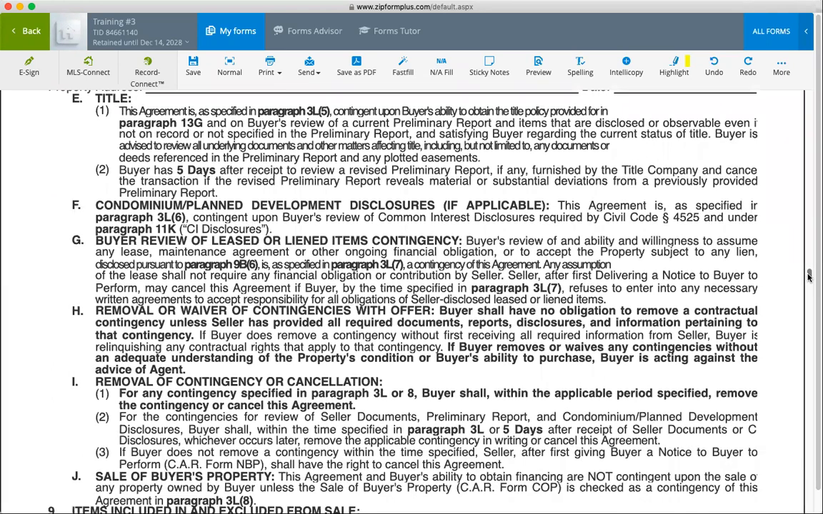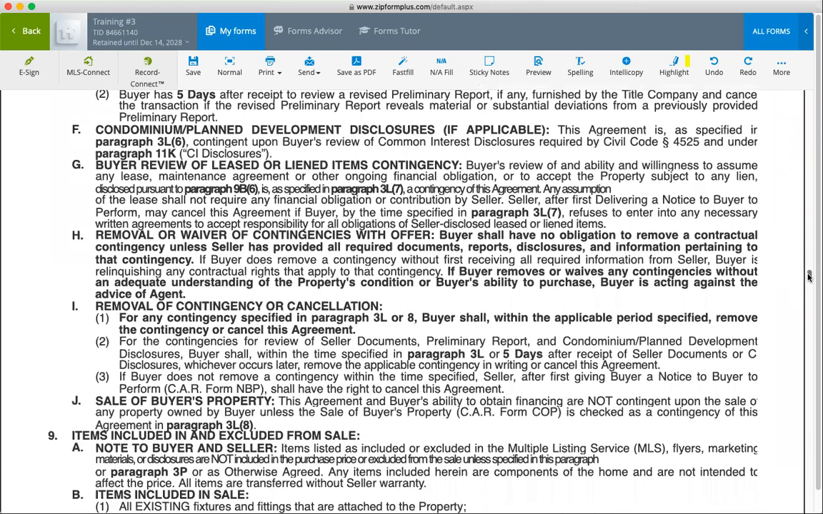The buyer is going to review a preliminary report. We had a transaction recently where a revised preliminary report was issued. And that really opened up the preliminary report contingency again, because it had a new item in it that the buyer had to agree to accept. Talks about condominiums, planned unit developments, leased or liened items.